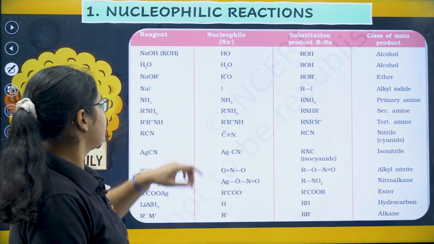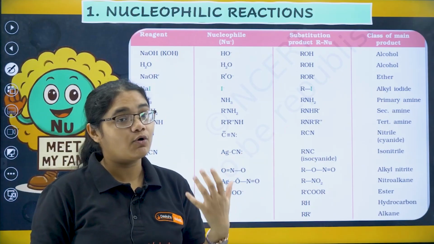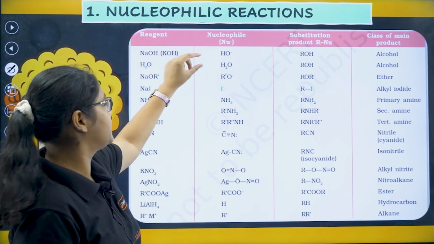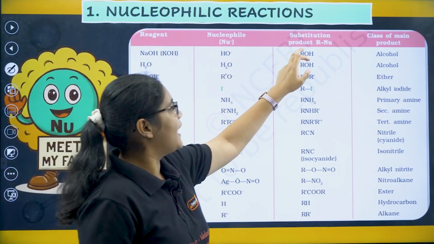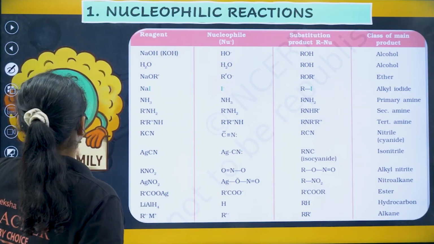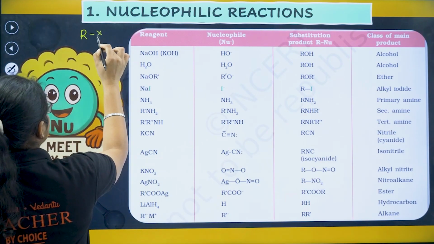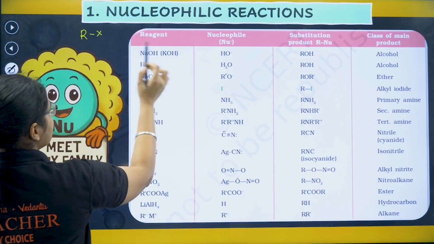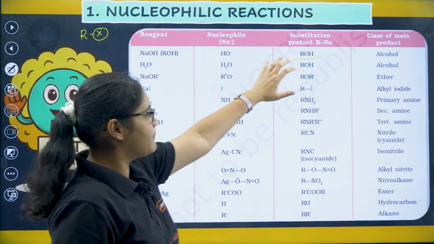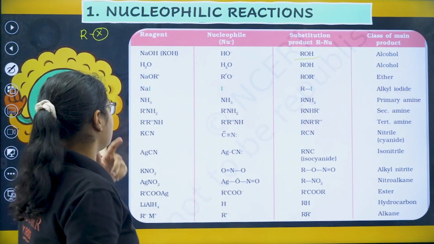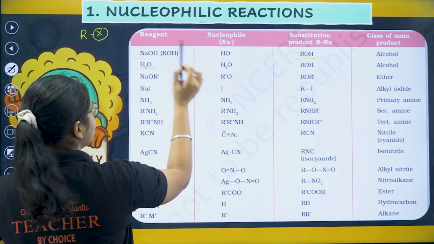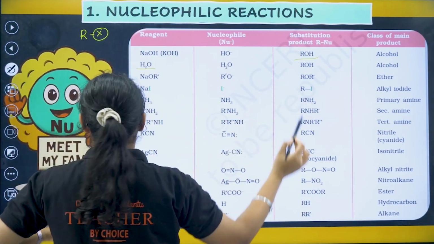For example, if you have taken NaOH reagent, then what will be the nucleophile here? OH minus. NaOH will give you OH minus. Now suppose you have RX. When you give NaOH, this X will be replaced with OH, and you will get ROH. And what is this compound called? Alcohol. Similarly, if you take H2O, in that case also H2O is the nucleophile, and it reacts here, and we get ROH.